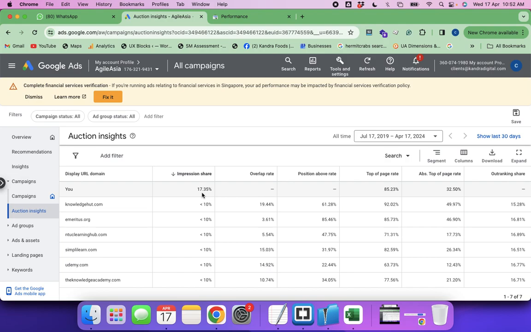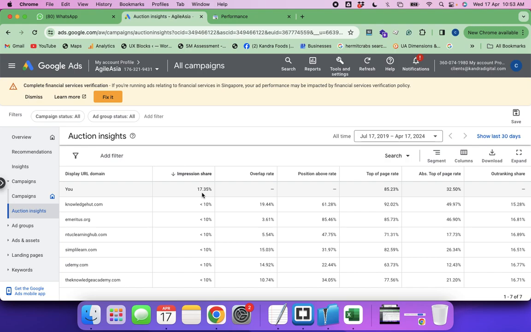So why is that just 17.35? What could be the reason? The reason is simple. Many other players are bidding, and many others must be bidding at a much higher price. Or even if nobody is bidding, they must be bidding at lower CPCs, or their ad campaign's performance is not that great.